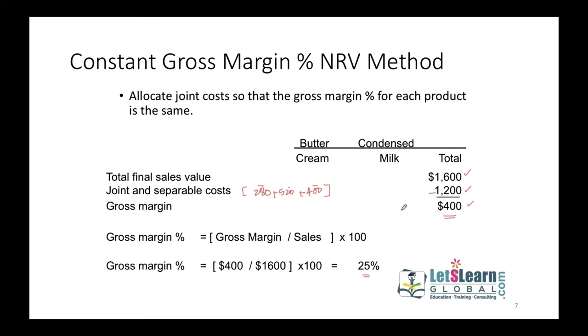So what do we understand here? Every $100 of sales includes $25 of gross profit. The total cost will be $75. This $75 includes a portion of joint cost and also the separable cost. If I know the separable cost, I can find out the joint cost. Yes, we know the separable costs, so let us find the joint cost of each product.